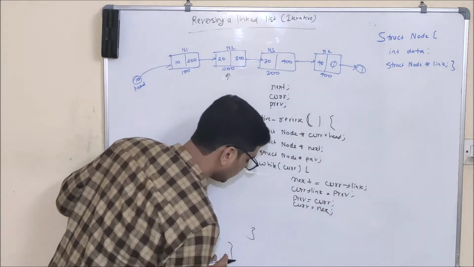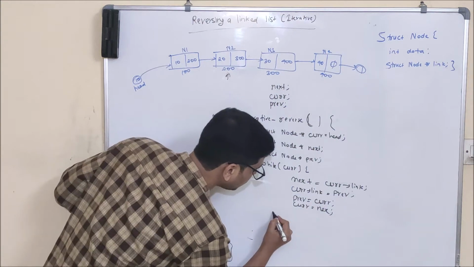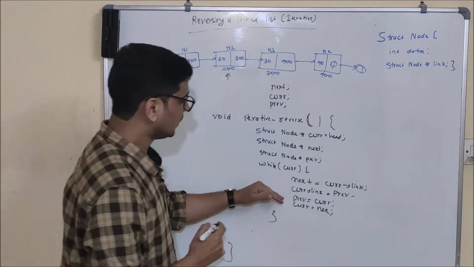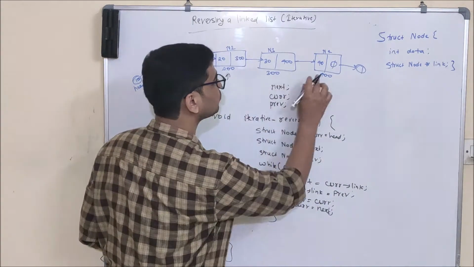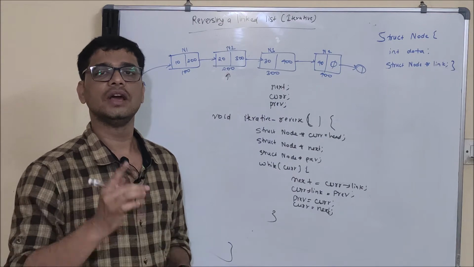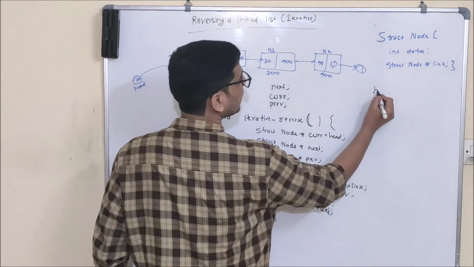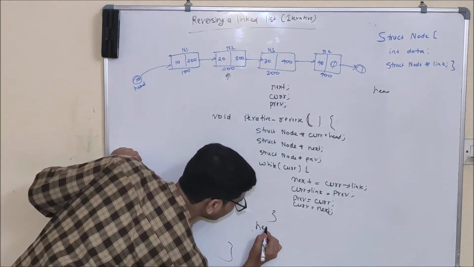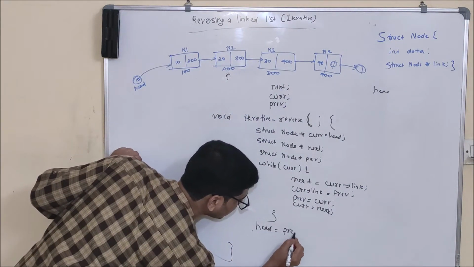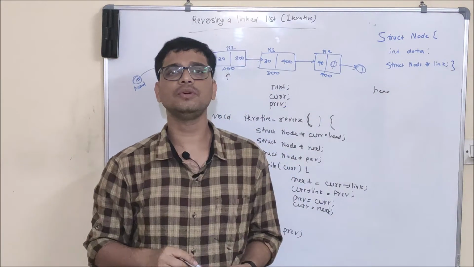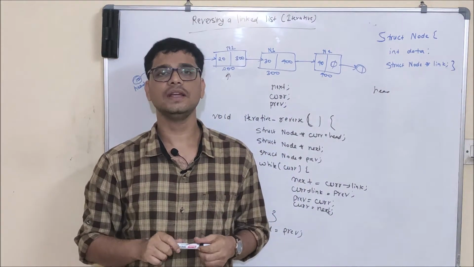And after that, when this loop terminates, what do we need to do? Here we are only manipulating these pointers, but when we reach the last of the linked list, we need to make head point to this node. So head will be equal to previous. So friends, this is our program to reverse a linked list, that is, the iterative program.